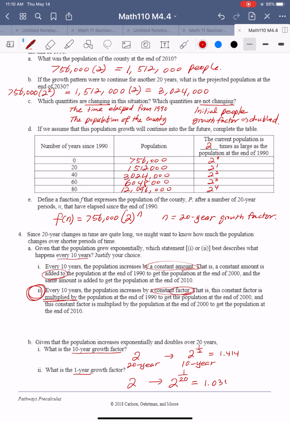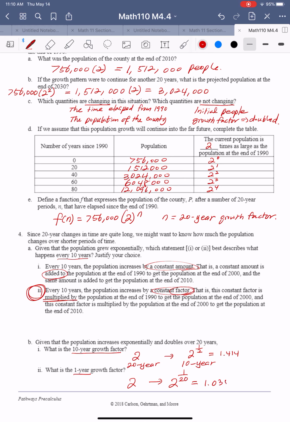All right, next page, please. So number 3, what is the 2-year growth factor now? And then what is the 3-year growth factor? So now what I do is 2 to the, so for the 2-year growth factor, think about how many 2 years fit in 20. I think it is 10, right? So I want to say 1/10, which is 1.07177.